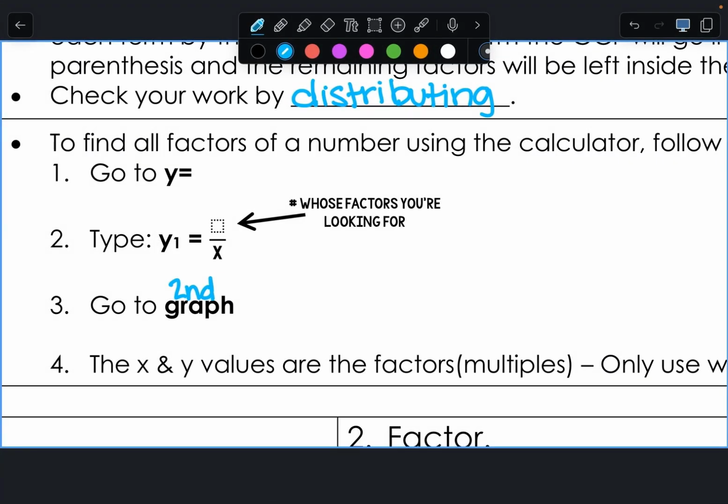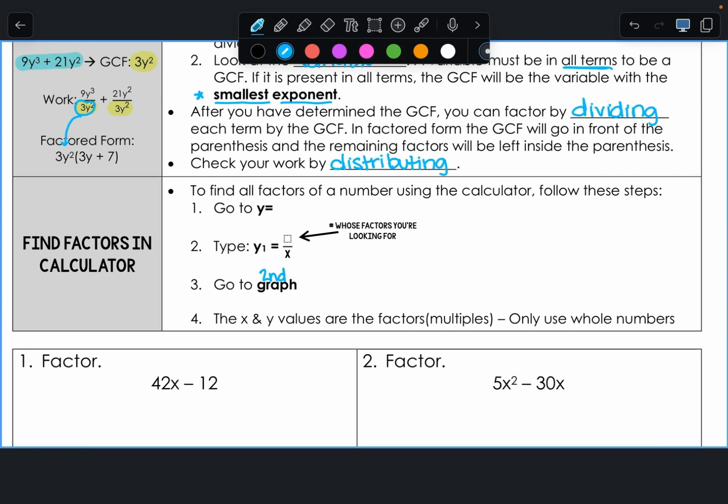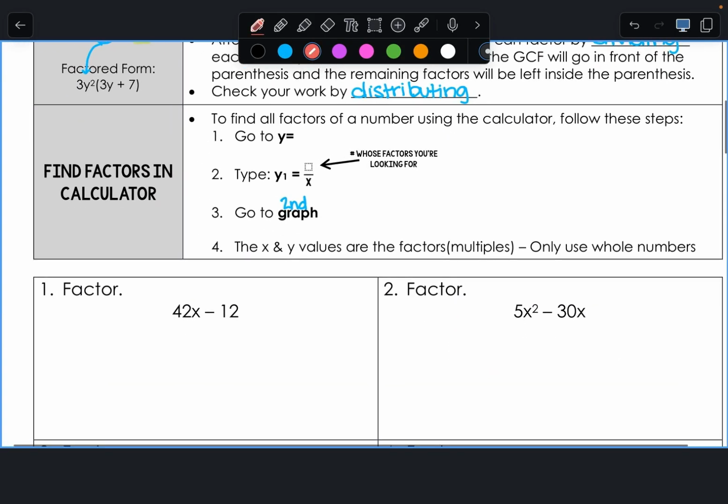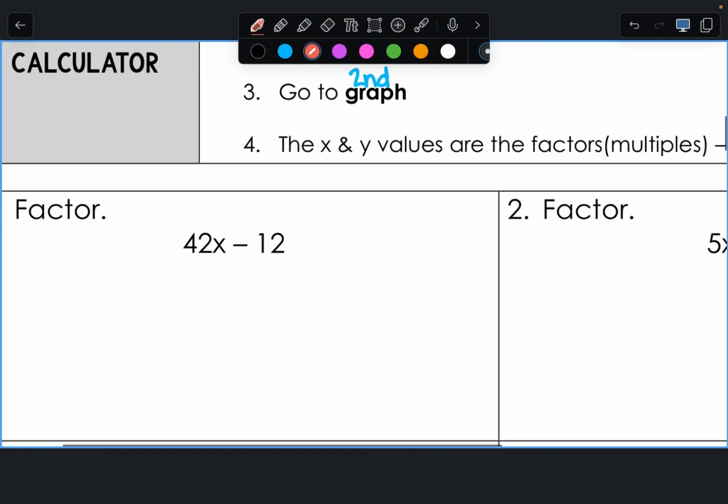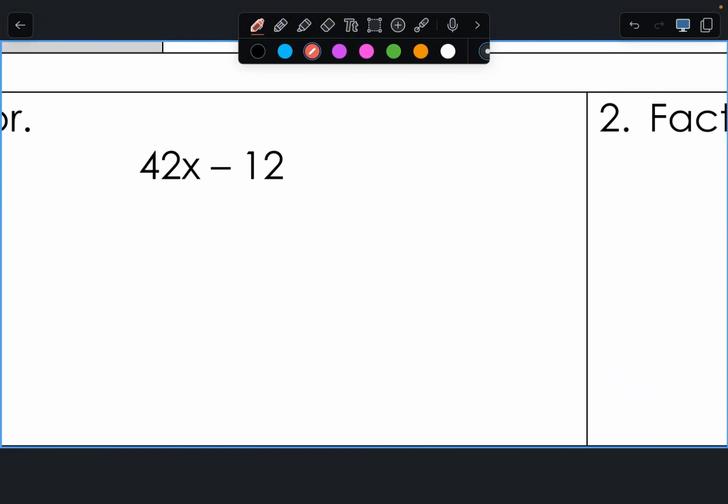Now, let's put this into practice. So look at number 1. You always look at the numbers and the variables. So for this very first binomial, both terms have a number. That means they have to have a number greatest common factor. Okay? What is the largest number that goes into both of these?